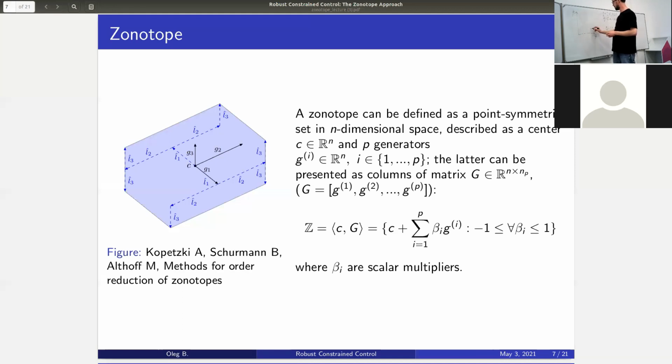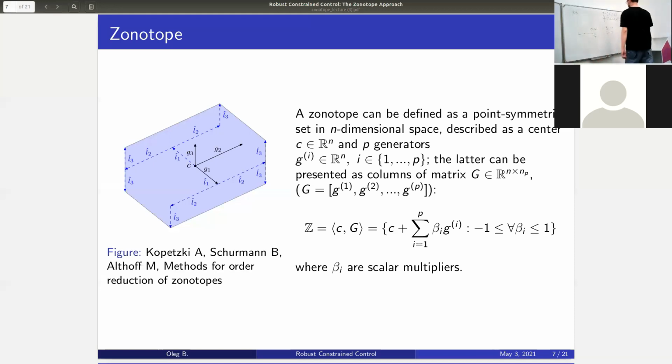And it's Q center. Here you can see that a Zonotope is described as a center and a linear combination of generators. You can take several vectors and build all the linear combinations with coefficients between -1 and 1.